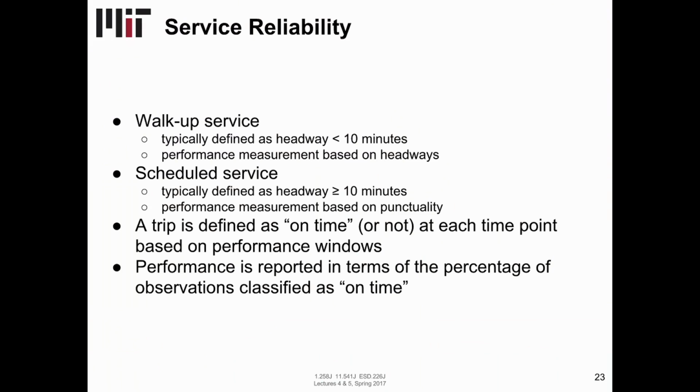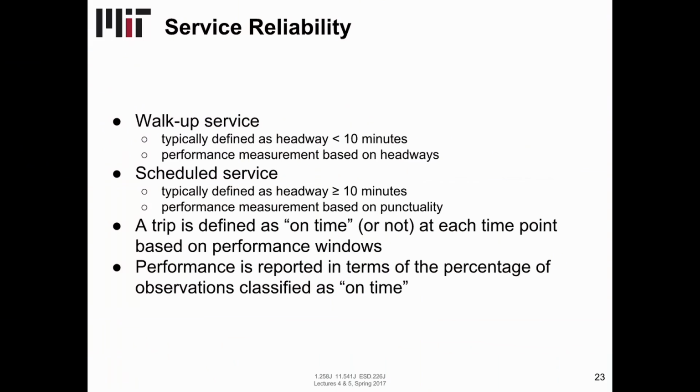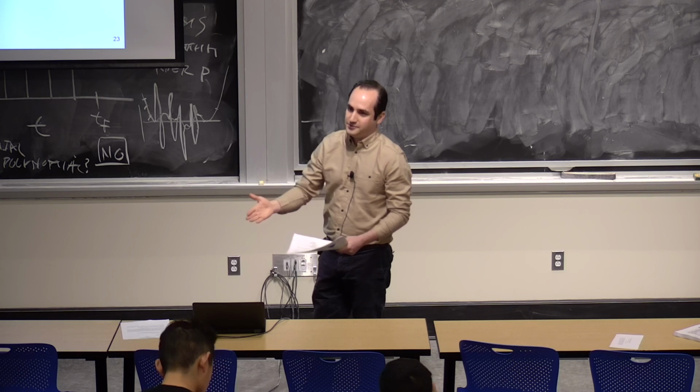Performance measures related to reliability for walk-up service are based on headway, and they basically measure the regularity of headways. As opposed to that, there is scheduled service, which is based on published timetables and published schedule and delivered based on that. Basically, that's the service that is usually for longer headway, longer than 10, 15 minutes. And the performance measure related to this service is usually measured based on punctuality of service, being late or early.